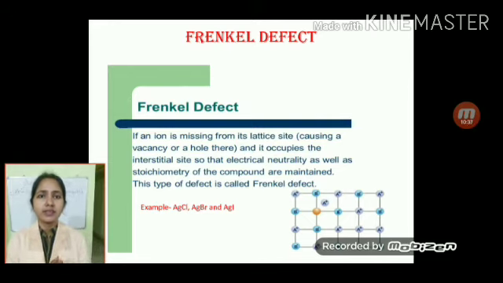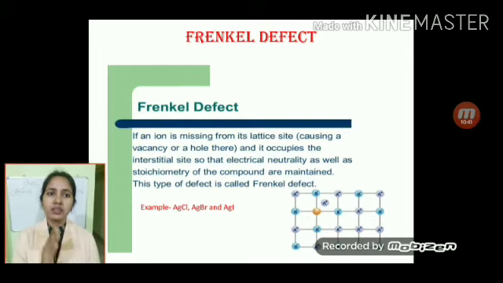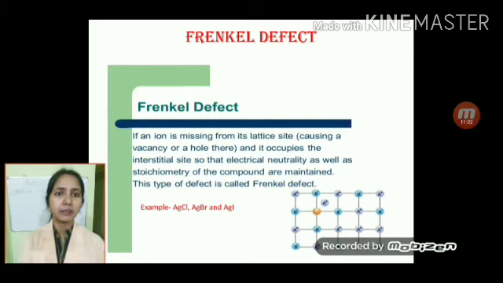Generally, in this case, the cations occupy the interstitial sites, right? Because the cations are generally smaller in size as compared to the anion. Being smaller, they can easily fit into the interstitial sites. So they generally go into the interstitial sites, the cations. Okay. Now in this type of defect also, the electrical neutrality as well as the stoichiometry of the compound is maintained. Okay. Here some examples are given: silver chloride, silver bromide and silver iodide.